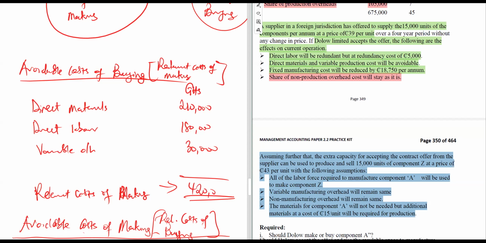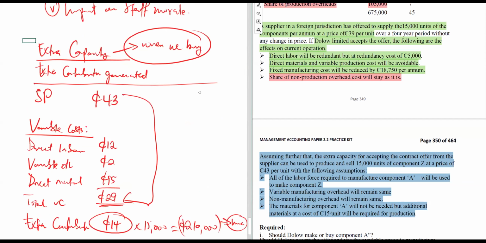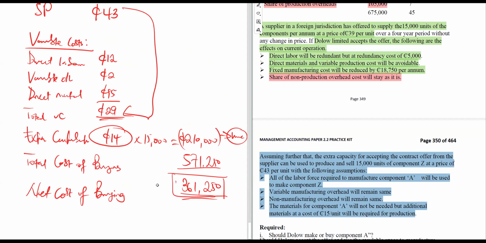420,000, right? Still, what happens? It's still lower, right? Not so. Yeah. So it is still better to what? Buy, right? Yeah. Still better to buy.